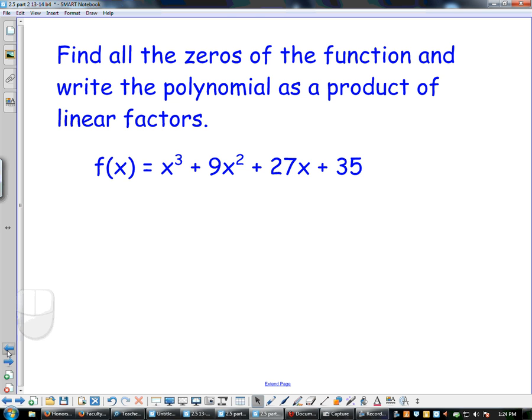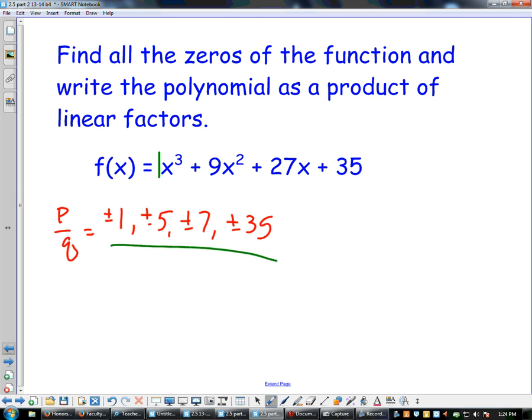Find all the zeros of the function and write the polynomial as a product of linear factors. So again, if we go through the drill here, if we start by listing your possible P over Qs, that's going to be plus or minus 1, plus or minus 3, 5, 7, and 35. And then really my Q values are the factors of my leading coefficient. Well, that's just plus or minus 1, so that's not even necessary to include. So that's going to be my whole list of P over Q values.